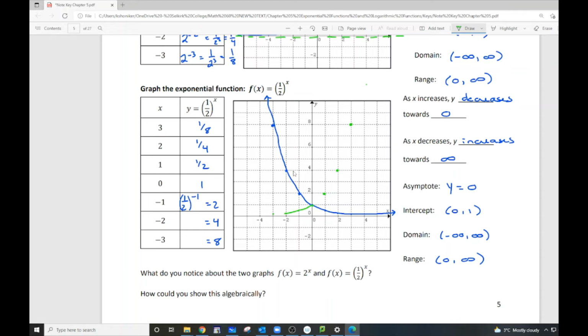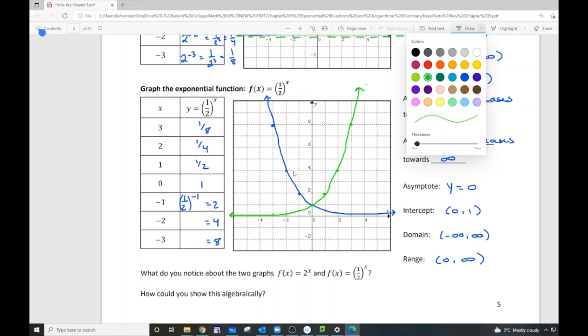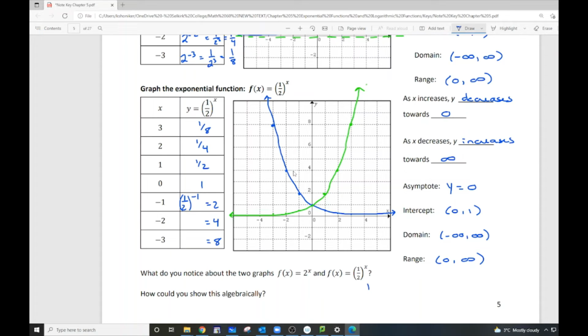So it's going to approach your asymptote as the x's get smaller, and it's going to approach infinity as your x's get larger. What do you notice about these 2 graphs? How could you describe these graphs in terms of maybe a transformation? Hopefully you're noticing that these 2 graphs are kind of mirror images of each other. In other words, we call them reflections. It is a reflection across the y-axis.